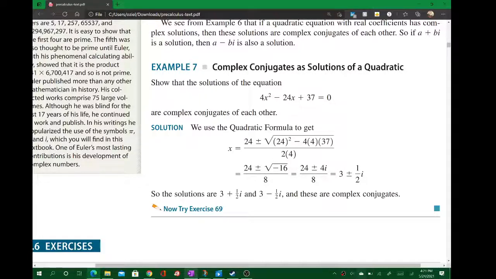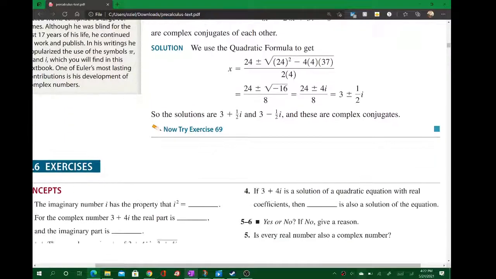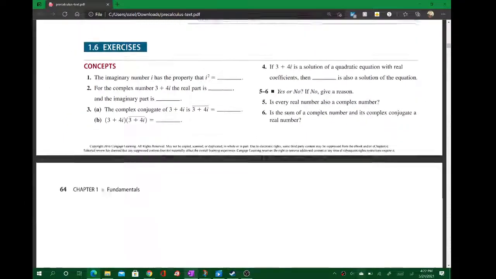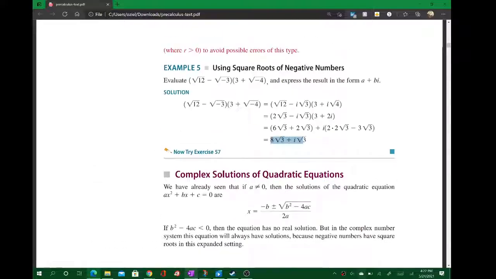Negative of negative 24 plus or minus square root of 24 squared minus 4 times 37 all over 2 times 4. So then they did all of this, and the square root of negative 16 is plus or minus 4i. And then they just simplified this, right? They simplified this fraction. They said 24 over 8 plus or minus 4i over 8, which is 1/2 i, right? So then 3 plus or minus 1/2 i is the solution, and they made it so that it's the positive 3 plus 1/2 i and the negative 3 minus 1/2 i, right? So that's how this is. That's how all of this stuff is.